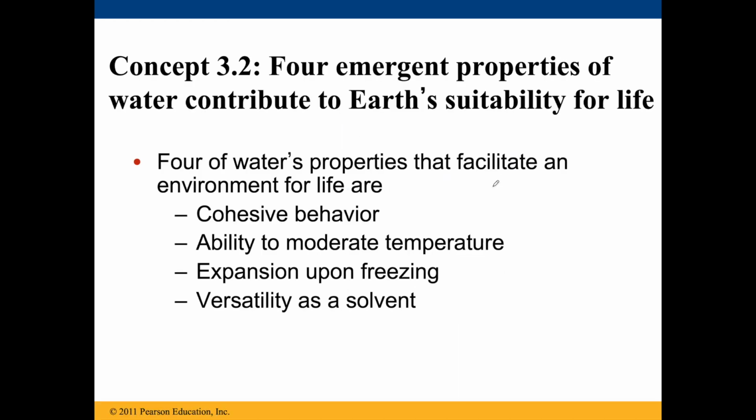So the 4 properties of water that allow life on the planet are, first, the fact that water is cohesive, which means it sticks to itself. Second, the fact that water can moderate temperature. Third, the fact that water expands whenever it freezes, or another way of saying that is that ice floats. And fourth, the fact that water is a very good solvent. So we're going to go through these 4 properties one at a time, starting with the cohesive behavior of water.